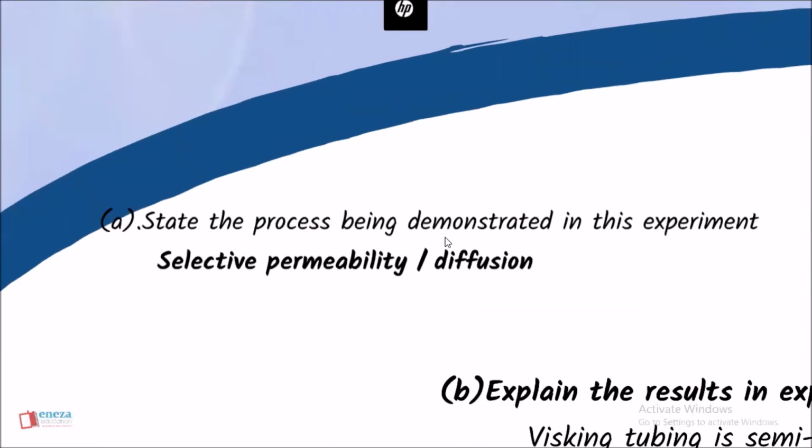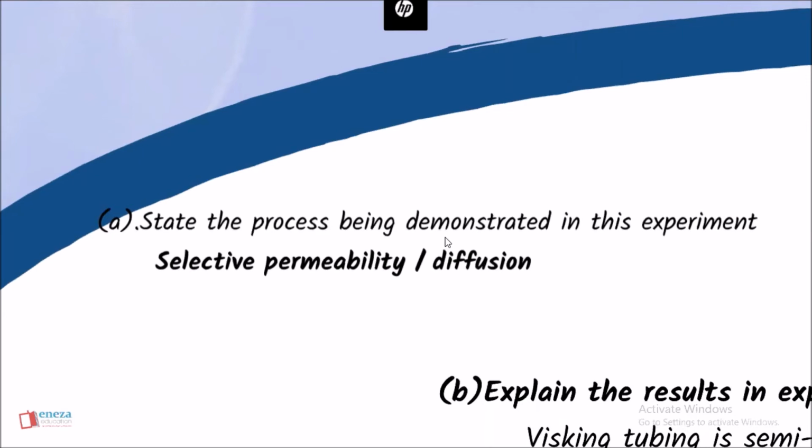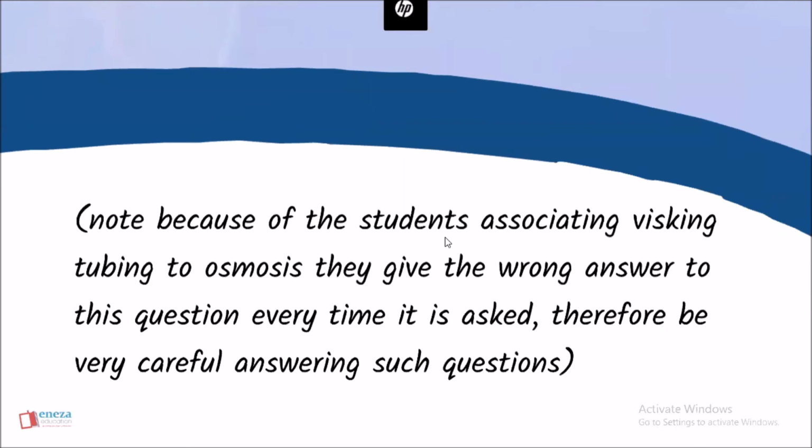Selective permeability or diffusion. You might ask yourself, why are we saying it is diffusion and not osmosis? Note, because of the students associating visking tubing to osmosis, they give the wrong answer to this question every time it is asked. Therefore, be very careful answering such questions. Whenever you see a visking tubing as a student, the first thing that comes to your mind is osmosis. But in this case, what they're trying to demonstrate is diffusion. So be very careful when answering such a question.